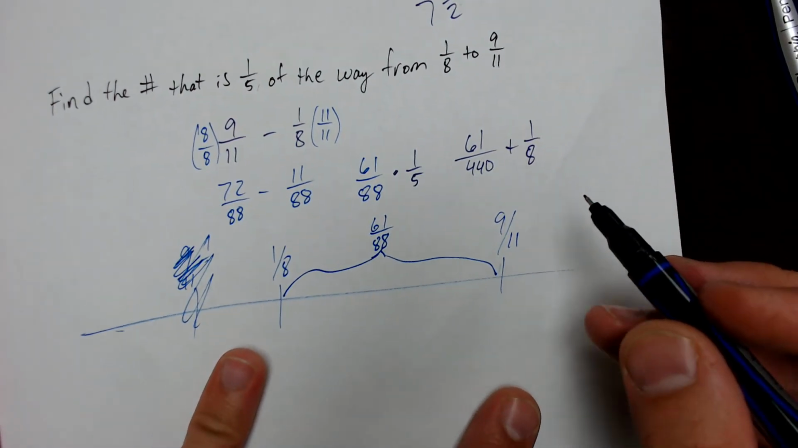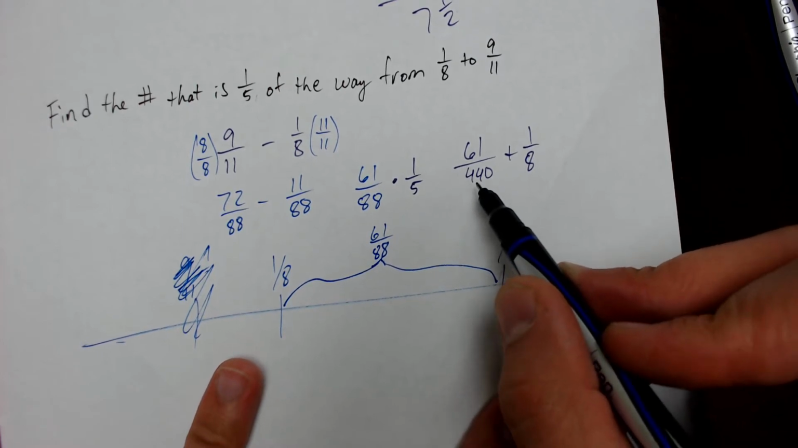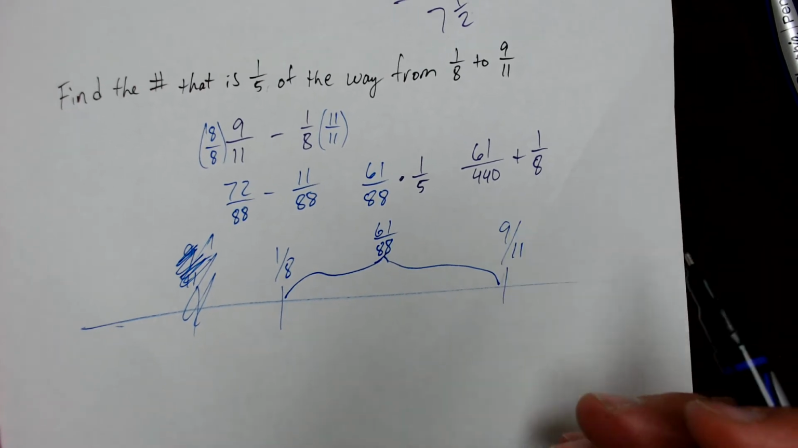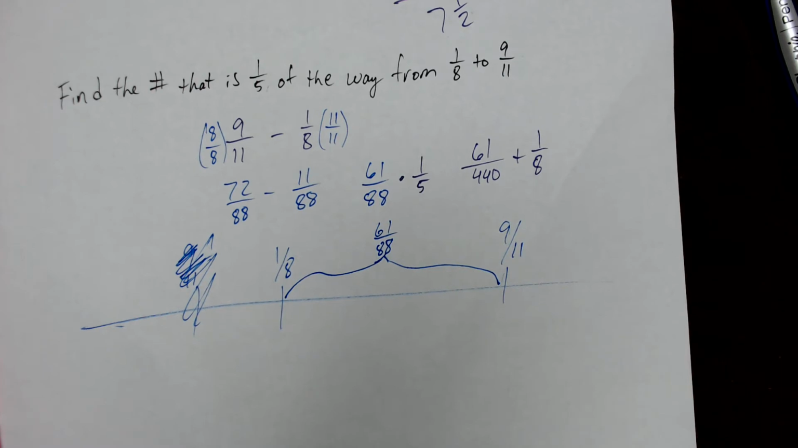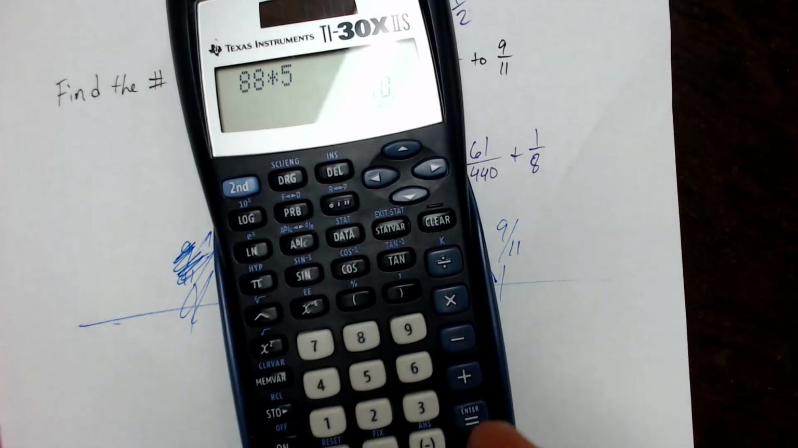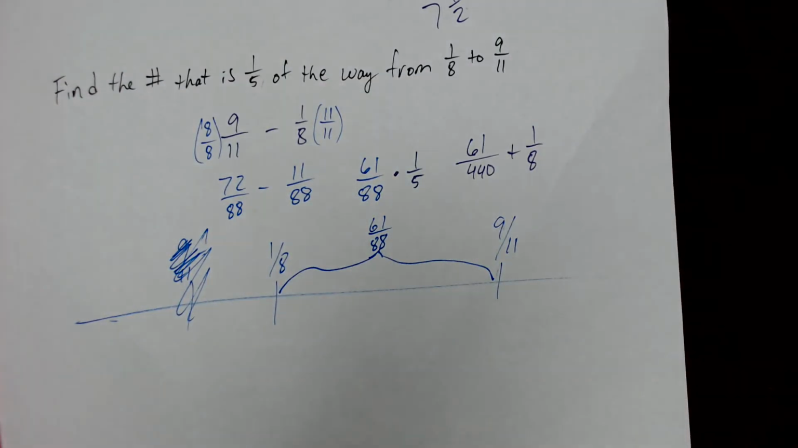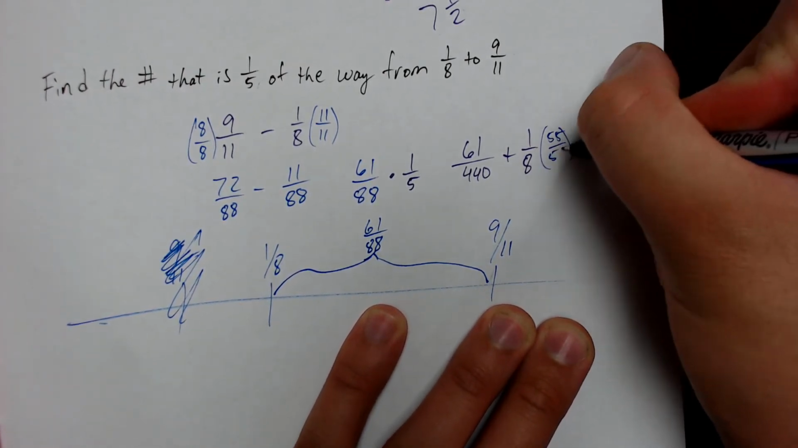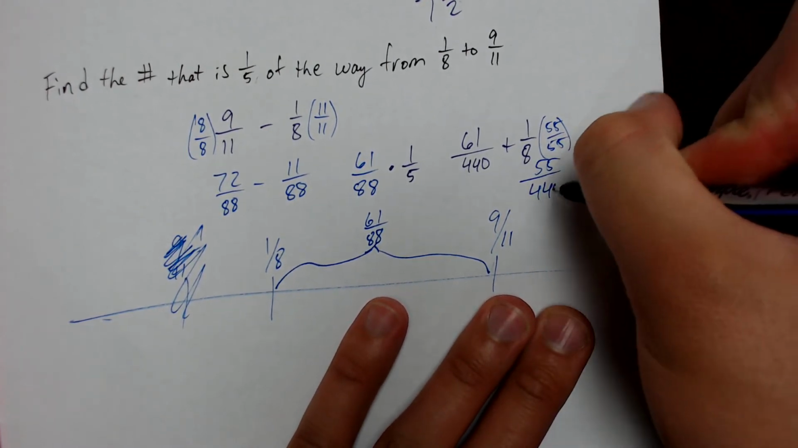And then we got to get a common denominator with 1 over 8, unless we can reduce this. But I don't think we can, because I'm looking at divisibility rules, and there's nothing that goes into 61 and 440 is not going to reduce. So, now, all we have to do is add. So, how many times can 8 go into 440? Calculator. 55 times. So, this is going to get multiplied by 55 over 55, which makes it 55 over 440.